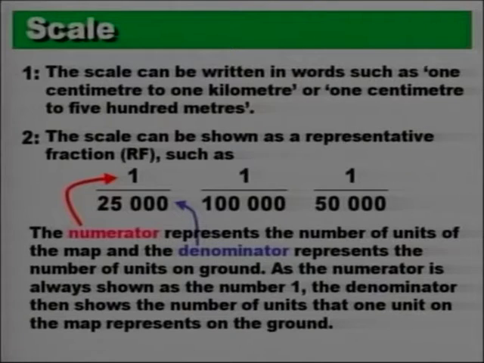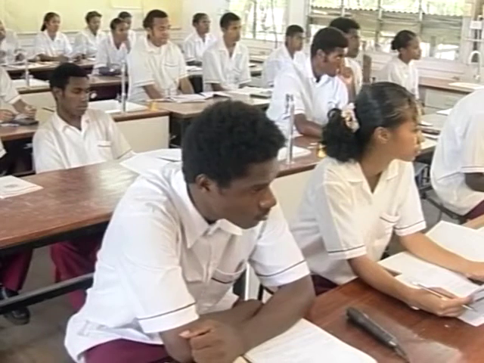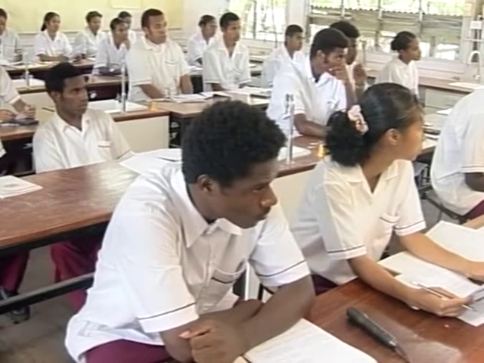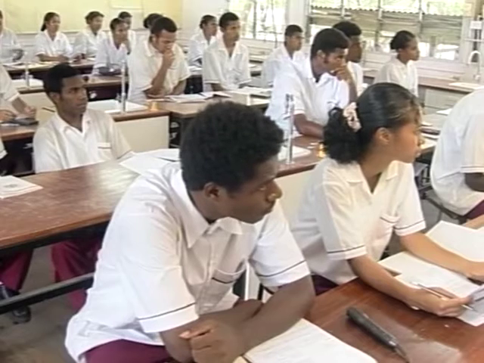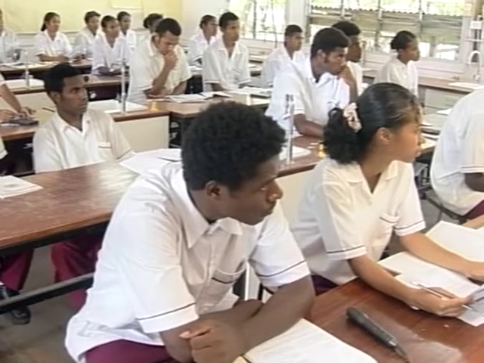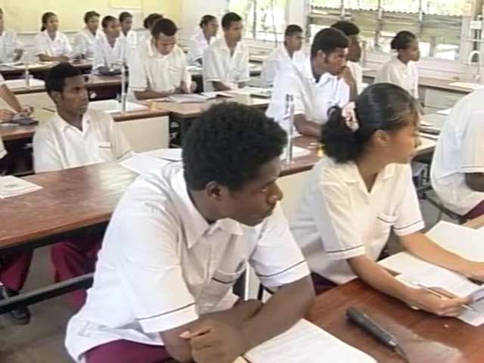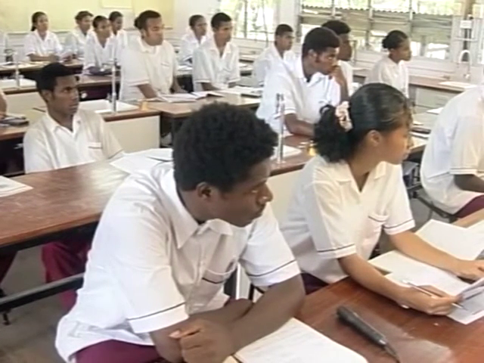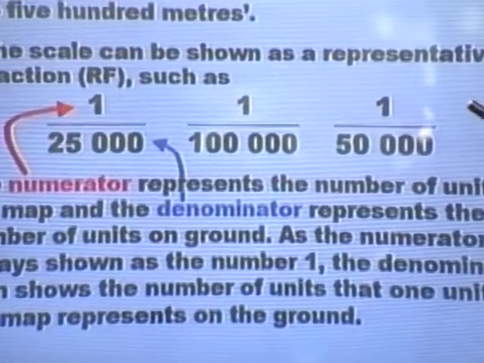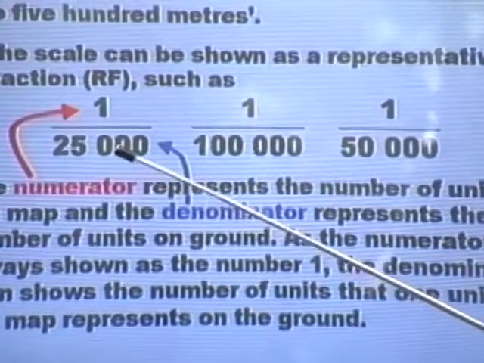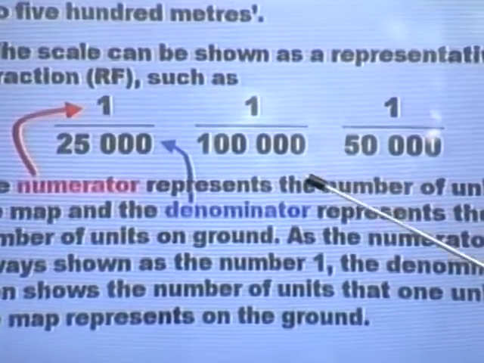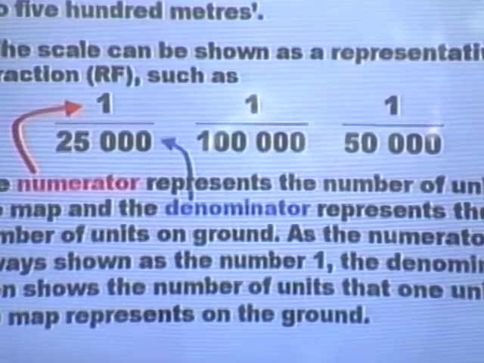The second way in which scales are represented on a map could be in the form of what we call representative fraction, or RF. RF simply stands for representative fraction. And a scale given in this form will be in the form of a fraction of 1 over a number. In the 3 examples given here, we have a scale given in representative fraction of 1 over 25,000. Another scale could be 1 over 100,000 or 1 over 50,000.